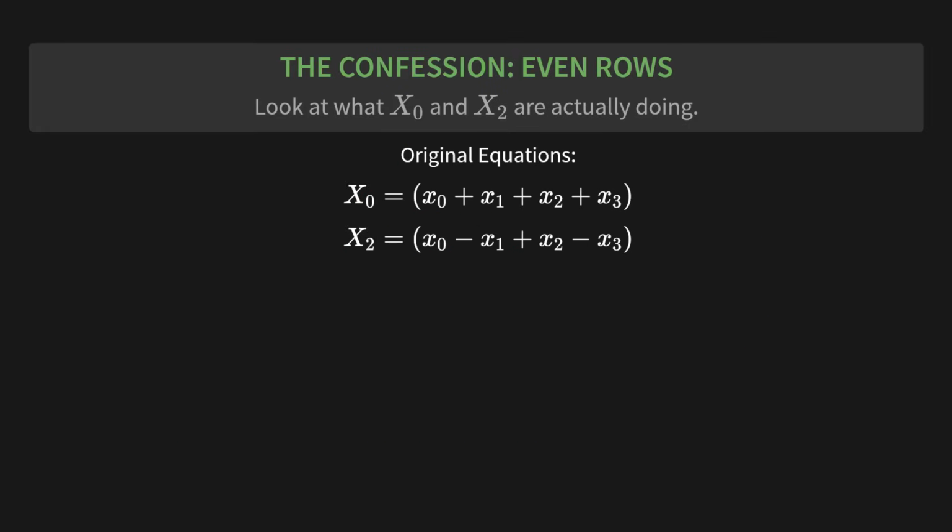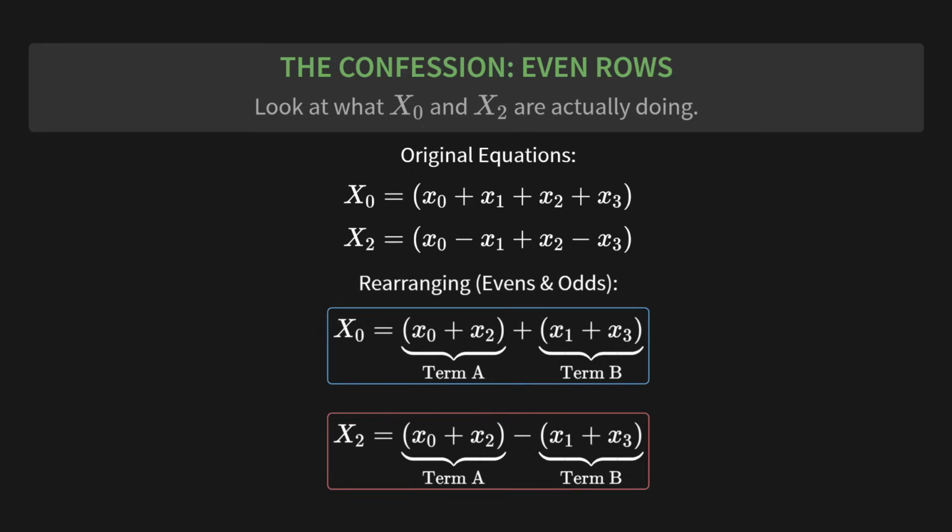Let's see what x sub 0 and x sub 2 are actually doing. The original equations are x sub 0 equals x0 plus x1 plus x2 plus x3, and x sub 2 equals x0 minus x1 plus x2 minus x3. Now, let's just rearrange those terms, grouping the evens and the odds. Look, x sub 0 is just x0 plus x2 plus x1 plus x3. Let's call those term A and term B.